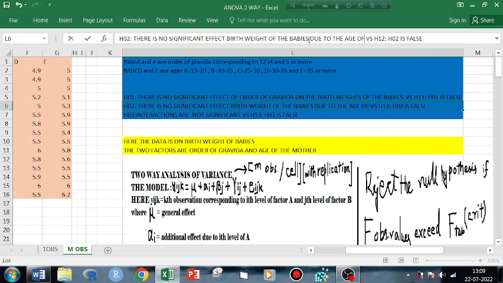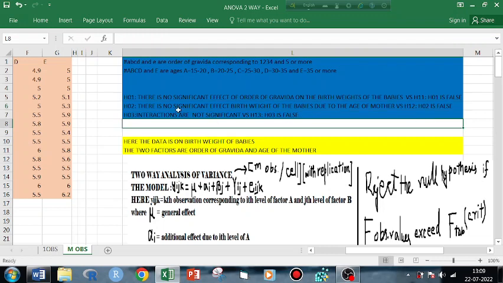The age of mother. So our second null is that there is no significant effect on birth weight of the babies due to the age of the mothers. Against that, yes, there is a significant effect on the birth weight of the babies due to the age of the mother.